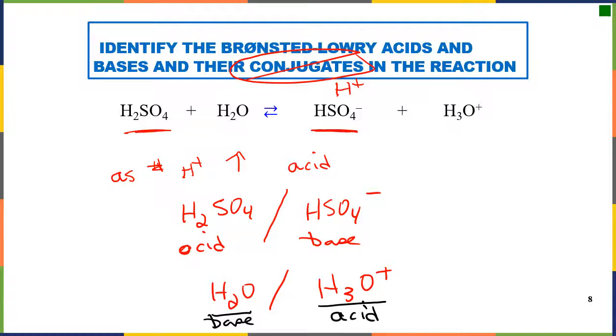The acid conjugates go in either direction. We can classify either one as the conjugate of the other. They're simply a pair, and it's a pair related by an H plus. The one with the more H pluses is the acid. The one with the fewer, or one less H plus, is its conjugate base.